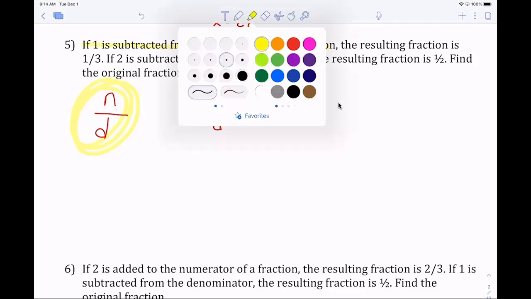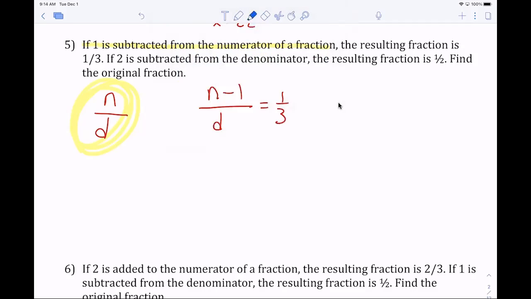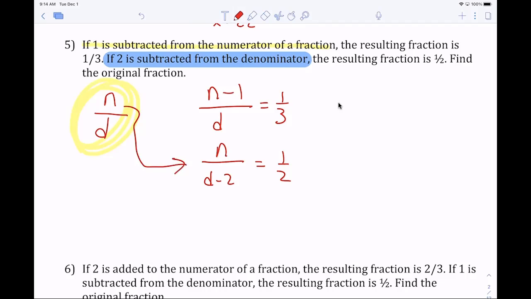Now, the next sentence says, if 2 is subtracted from the denominator. So how would I write that fraction? Say it. D minus 2. D minus 2 equals 1/2. That's exactly right. So again, what am I talking about? I'm talking about this fraction right here. I subtracted 2 from the denominator. That made the fraction 1/2. If I subtract 1 from the numerator, it makes the fraction 1/3.